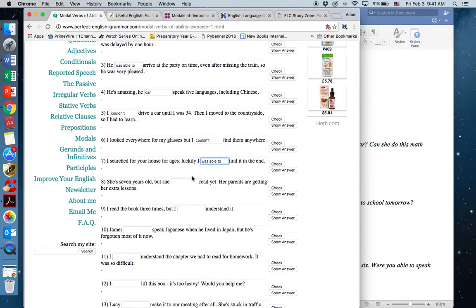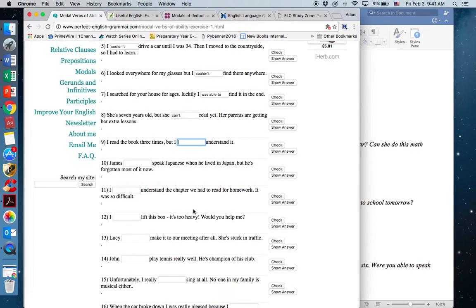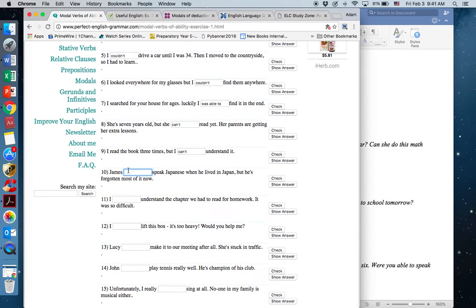Remember, don't use can in the past tense. She's 7 years old, but she blank read yet. Her parents are getting her extra lessons. She can't. It's in the present tense. I read the book 3 times, but I blank understand it. We have a word of contrast here, so I don't or I can't still. Okay, and number 10, James blank speak Japanese when he lived in Japan, but he's forgotten most of it, so he could or he was able to.